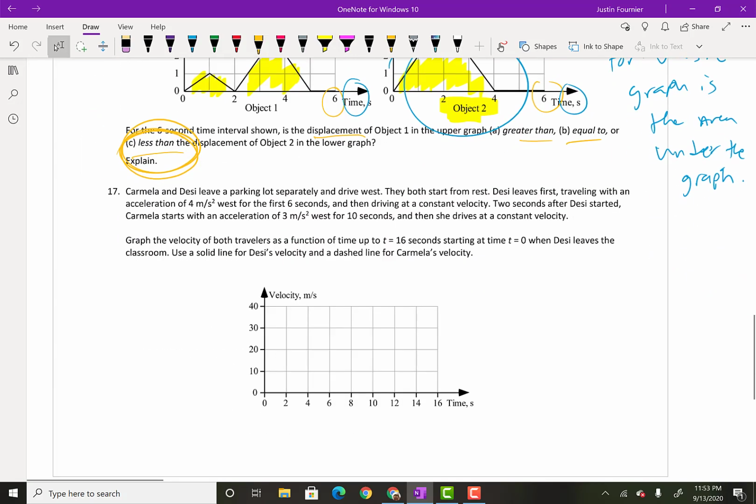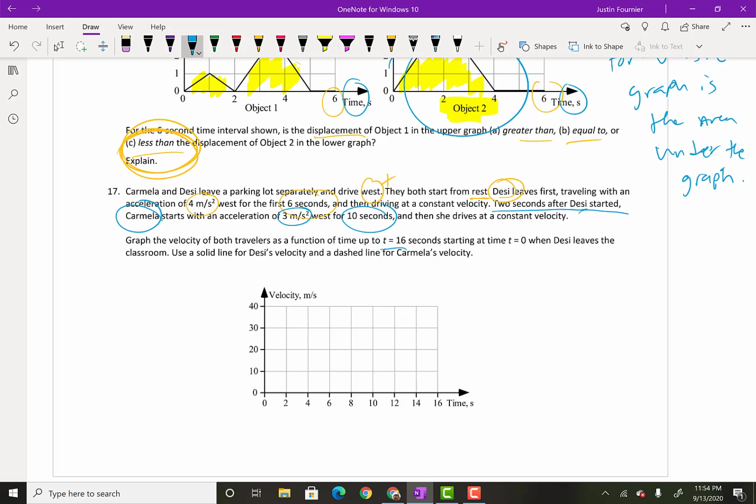Next up, it says Carmela and Desi leave a parking lot separately and drive west. Okay, they're driving west, but I'm actually going to call west positive just to make this easier for me here. It says they both start from rest. Desi leaves first, traveling with an acceleration of 4 meters per second squared for the first 6 seconds. And then she drives at a constant velocity after 6 seconds. 2 seconds after Desi started, Carmela starts with an acceleration of 3 meters per second squared west for 10 seconds and then moves at a constant velocity. Okay, and now we're going to make a graph from t equals 0 to 16 seconds.